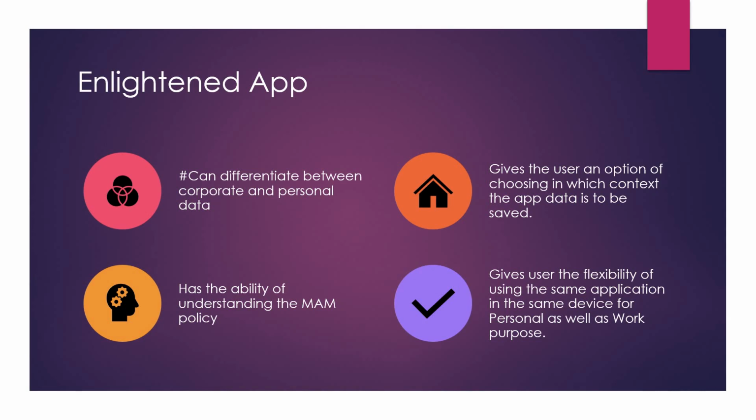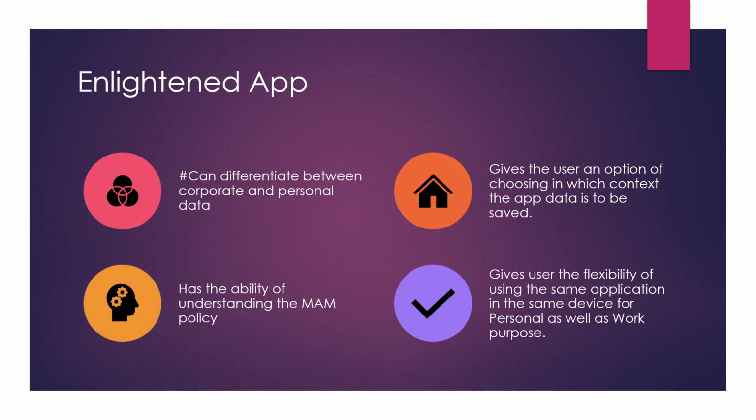For example, let's just say that I have applied WIP policy to an enlightened app called MS Excel. So when I'm editing that file and when I go to save that file, it gives me an option of whether I want to save it in personal context or in work context. So that's a typical behavior of an enlightened application. The other aspect of an enlightened application is that it has the ability of understanding the MAM policy that has been targeted onto this application.